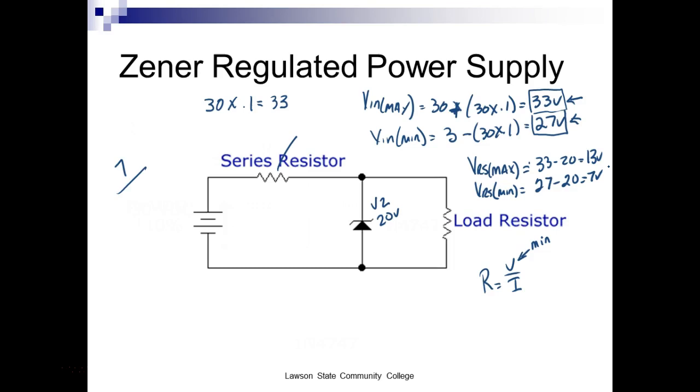So now we can use VRS max and VRS minimum. So we're through with these up here, right? We don't need those anymore. These are the guys that we're going to use right here. Okay, so what do we want RS to do? We want RS to drop the what? Minimum voltage at the maximum current plus IZK. So RS would be equal.